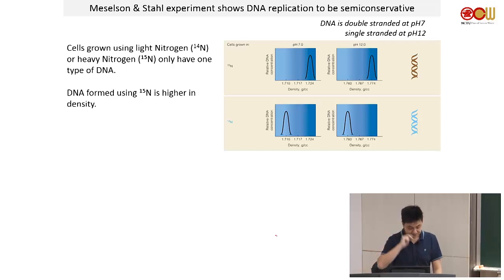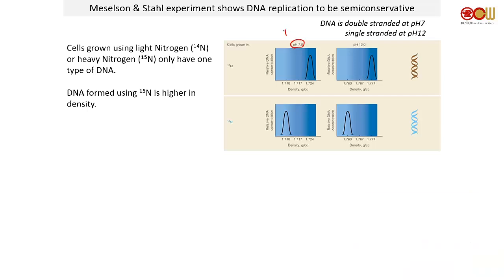All right. Now, before we go on, this is actually a picture in your book. So if you have your book, you can take a look at it. On the left, this is pH 7. This is pH 12. What's the difference? At pH 7, your DNA is double-stranded, intact. At pH 12, they separate into single-stranded DNA. And what you can see is that this is N15, the heavy nitrogen.